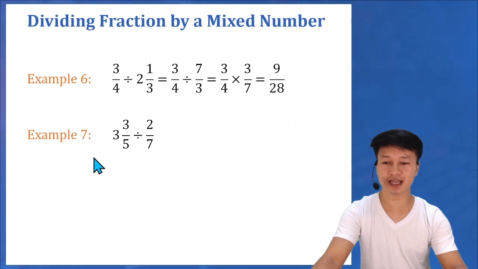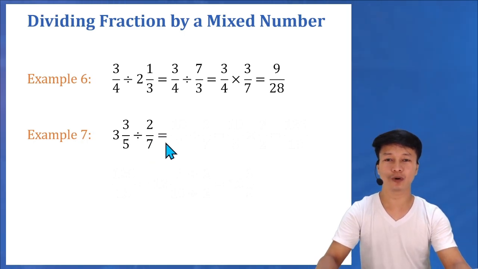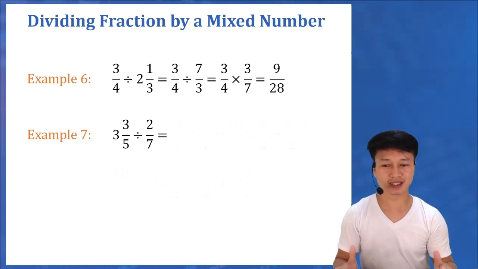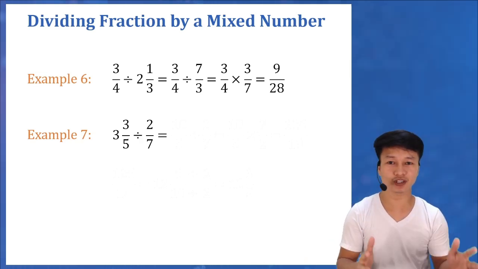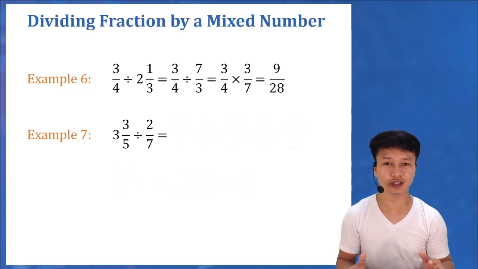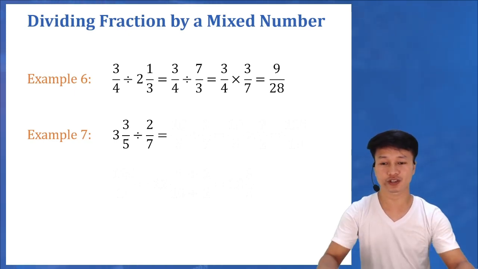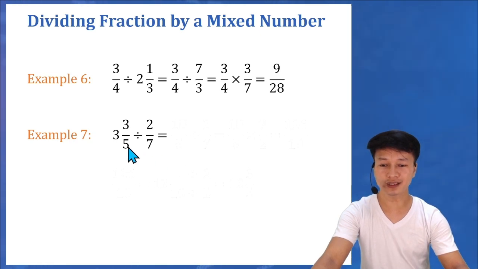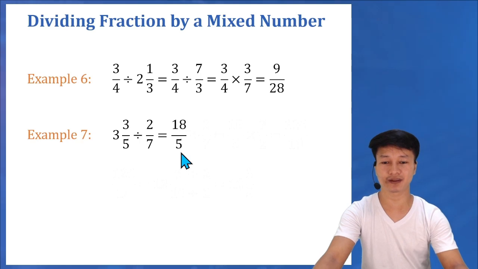Next, example number 7. We have 3 and 3/5 divided by 2 over 7. So again, whenever you see mixed numbers in division and multiplication of fractions, first thing to do is to convert that mixed number into improper fractions. So just like this, we have 5 times 3 is 15 plus 3, that is 18 over the denominator of the given mixed number. So that is 5 divided by 2 over 7.